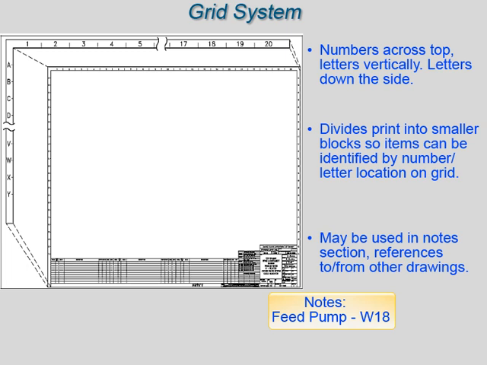To locate equipment using the grid system, first obtain the equipment coordinates in the notes section or from another print which references the equipment. Next, locate the letter designator on the side of the print and trace a horizontal line across. Then, locate the number designator at the top of the print and trace a vertical line down. The point where the two lines intersect will be near the equipment being sought.